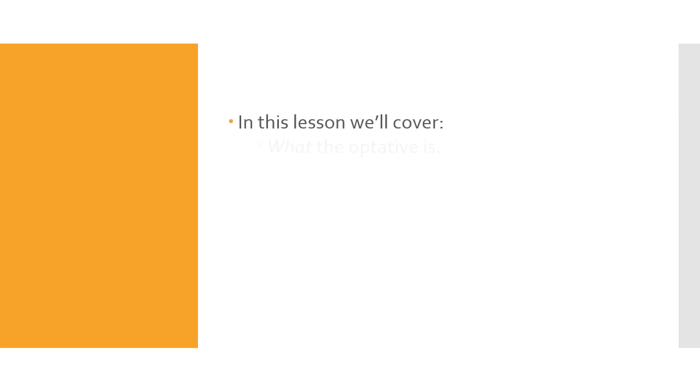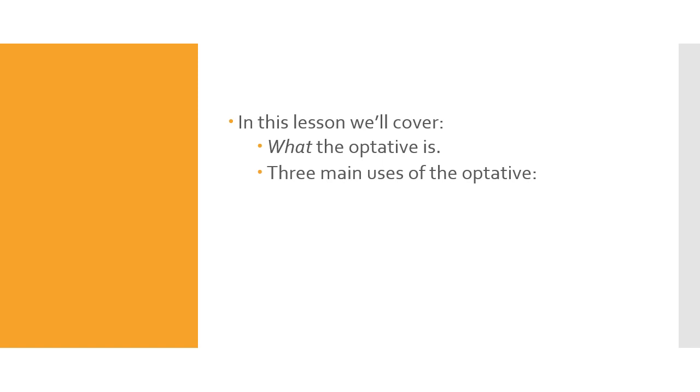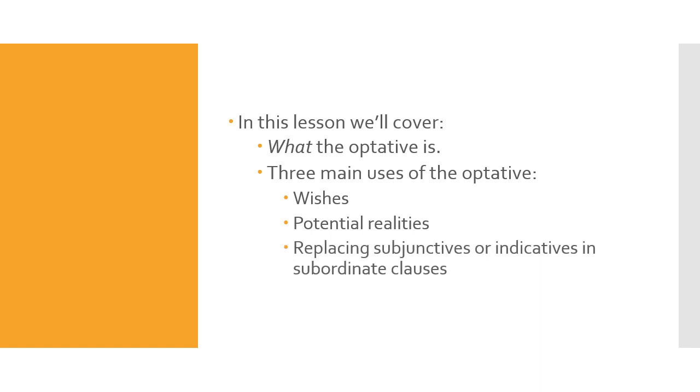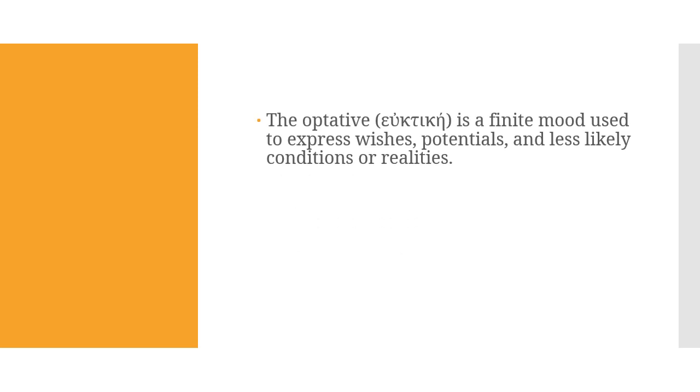In this lesson we'll cover what the optative is. Secondly, we'll discuss three main uses of the optative: wishes, potential realities, and replacing subjunctives or indicatives in subordinate clauses. The optative is a finite mood used to express wishes, potentials, and less likely conditions or realities.